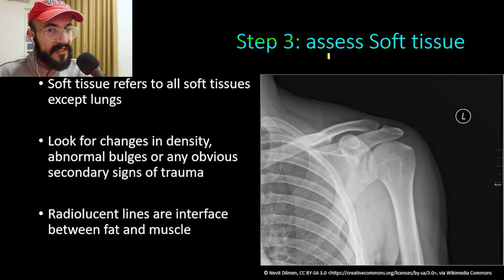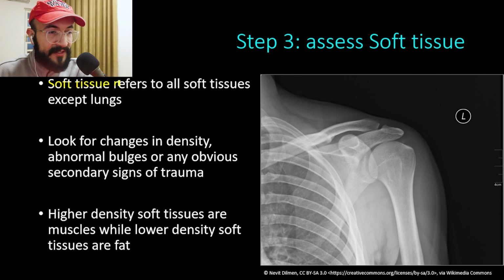So in step 3, we assess the soft tissues. Now soft tissues refer to all the soft tissues except for the lungs, because we are going to assess the lungs separately in step 4. And in assessment of soft tissues, we look for changes in the density of the soft tissue, and we also look for abnormal bulges or any obvious secondary signs of trauma. And higher density soft tissues are muscles, while lower density soft tissues are fats.